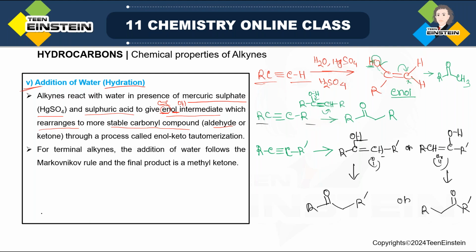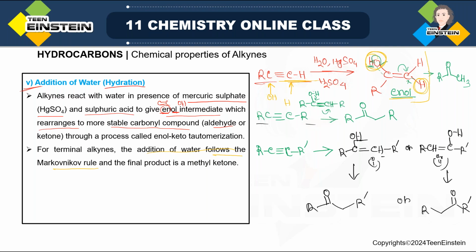So when it is a terminal alkyne, I mean this type. When it is a terminal alkyne, the addition of water follows the Markovnikov rule and the product is a methyl ketone. See, when you are first making this intermediate, the OH group is added to this carbon and H is added to this carbon, and that is why you get this type of enol. So this is the OH group which is added.